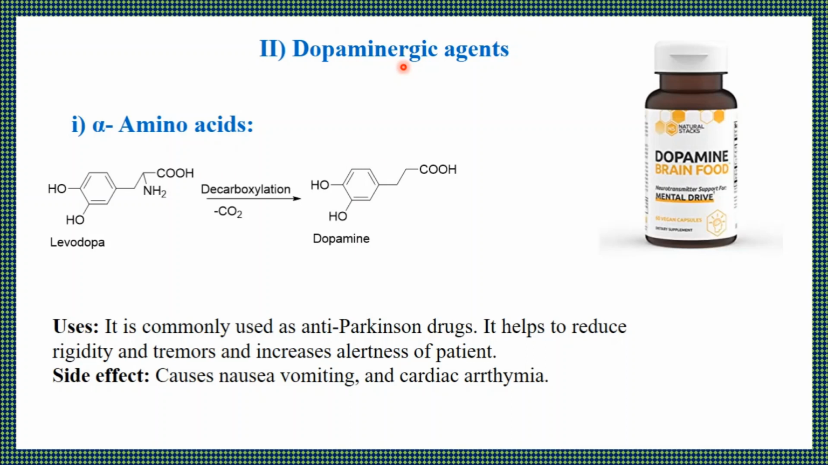Dopamine is the most important neurotransmitter in the central nervous system, and its depletion is associated with the clinical condition of Parkinson disease. So depletion of dopamine is related to Parkinson disease.